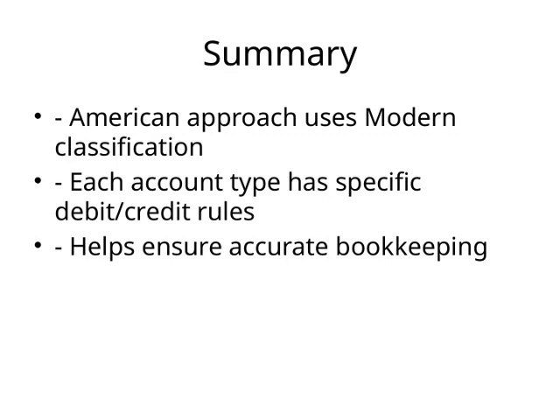The American approach to accounting primarily uses what we call the modern classification system. This means that each type of account, whether it's assets, liabilities, equity, revenues, or expenses, has its own specific rules for debits and credits. These rules are essential because they guide us in recording transactions correctly. By following these guidelines, we can ensure that our bookkeeping stays accurate and reliable. Overall, understanding these classifications and rules helps maintain the integrity of financial records, which is fundamental for proper financial management and reporting.